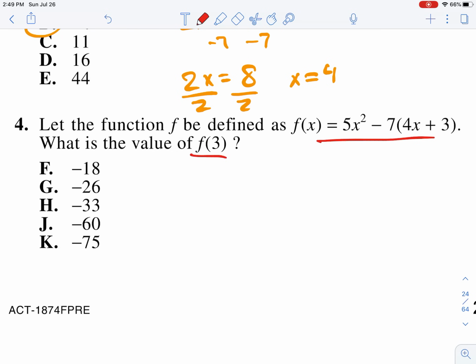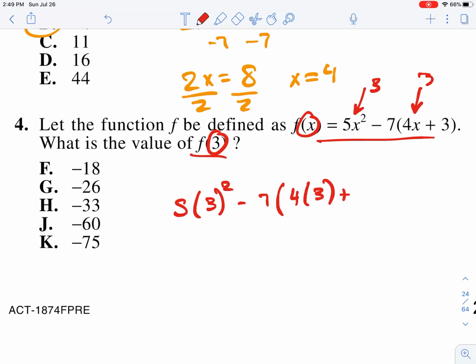What is f at 3? Essentially, we're going to notice how x corresponds to 3. We're just going to plug 3 in here, and here, and see what we get. 5 times 3 squared minus 7 times 4 times 3 plus 3.